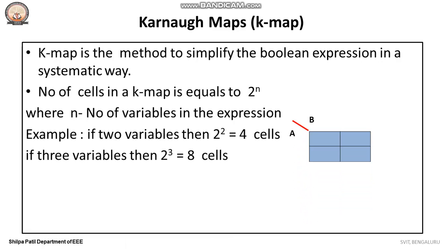Similarly, if you have three variables, then we have to use an 8 cell K-map to simplify the expression. So this is an 8 cell K-map. We have two rows, so we take one variable here, which has two input possibilities, 0 and 1. Then we take two variables on the column side because there are four possibilities of input: 00, 01, 11 and 10.